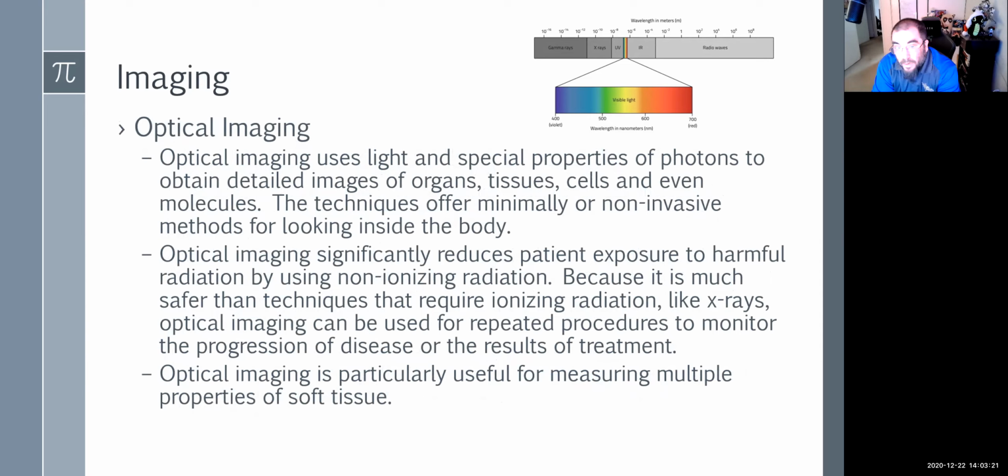It significantly reduces the patient exposure to harmful radiation by using non-ionizing radiation, meaning it doesn't react with the body. Because it's safer than techniques that require ionizing radiation like X-rays, optical imaging can be used for repeated procedures to monitor progression of a disease. So, if you imagine you have a disease that you have to monitor via PET scan and you're constantly getting PET scans, well, sooner or later, you're going to roll the dice into cancer. So optical imaging may be the way to go. Now, again, optical imaging is particularly used for measuring multiple properties of soft tissue, but it is more expensive. That's why it's not used as frequently.